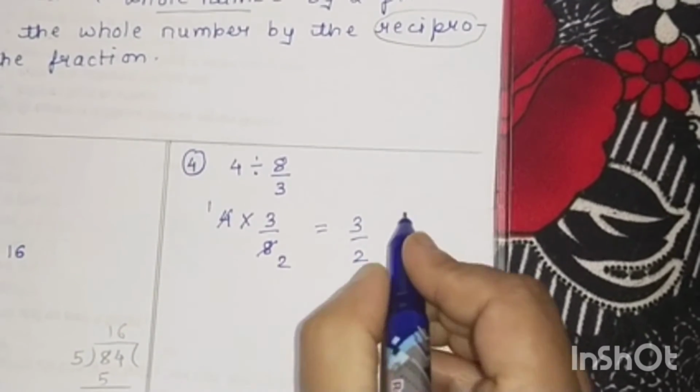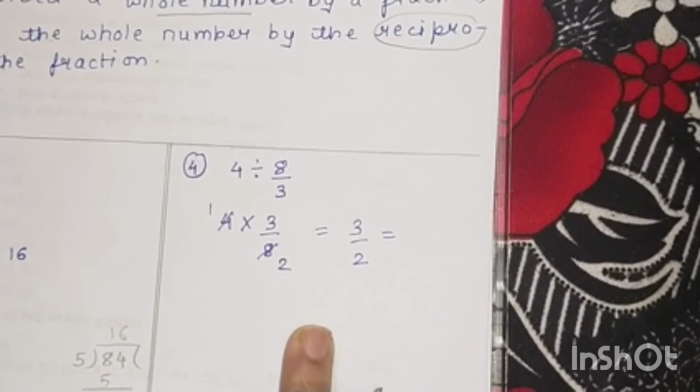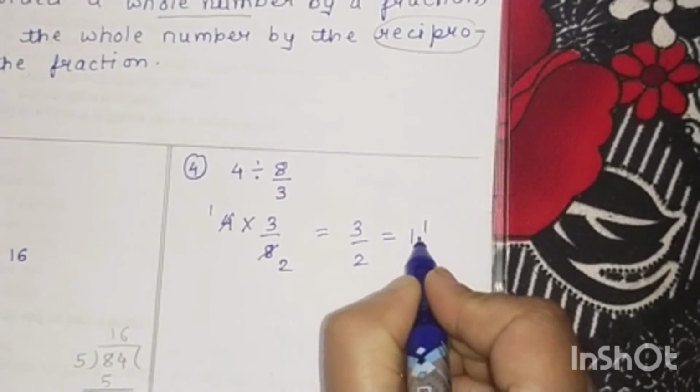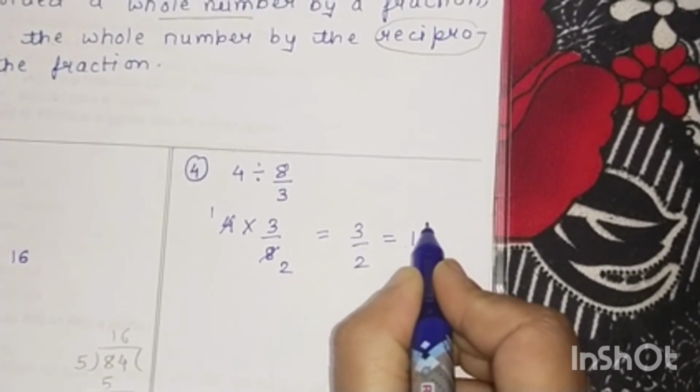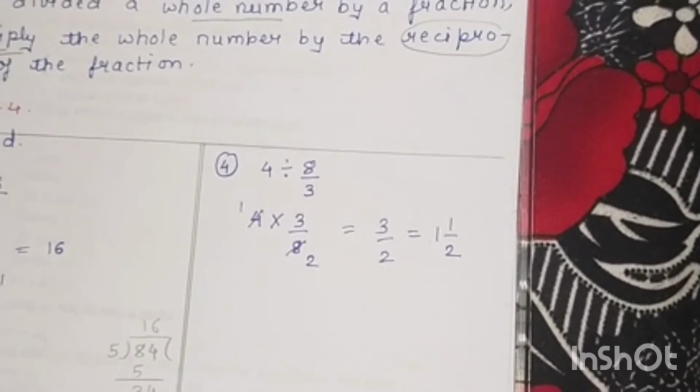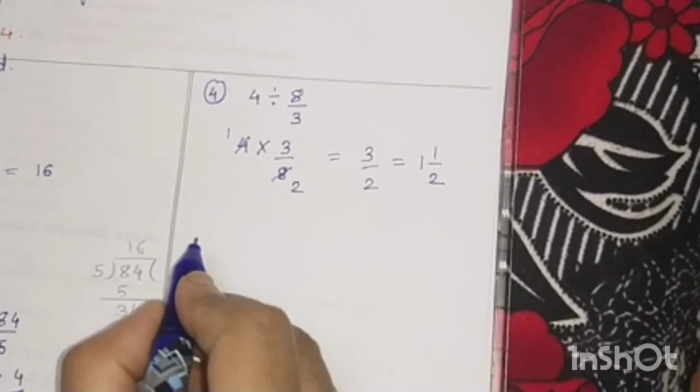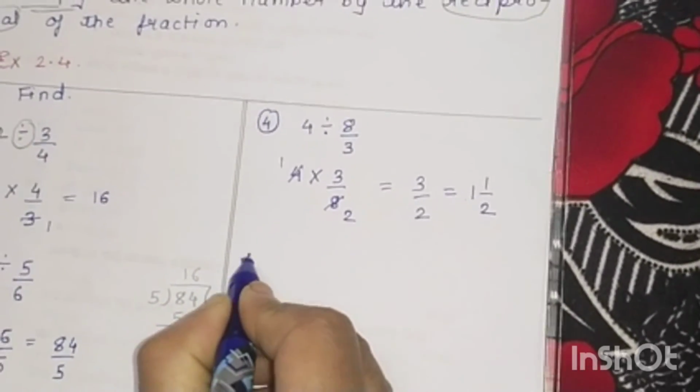Again it is an improper fraction. We have to convert it into mixed form. That is 1 1 by 2. 2 1s are 2, 2 plus 1 is 3, 3 by 2. Clear? Let's take the fifth sum.